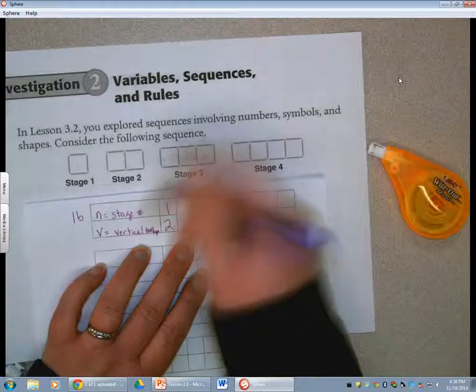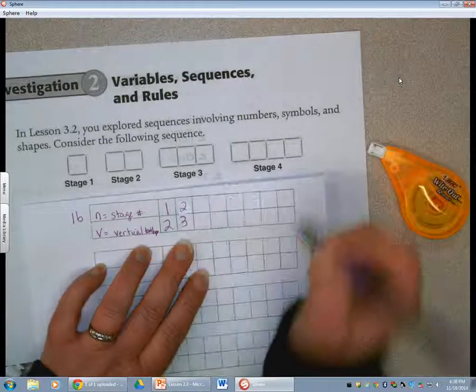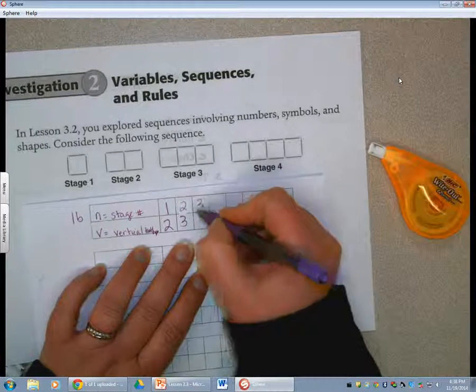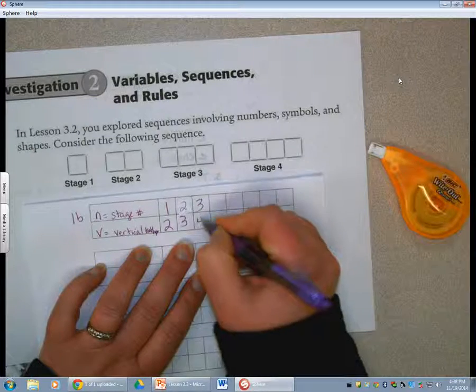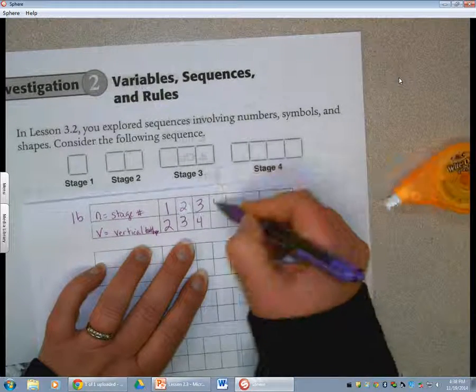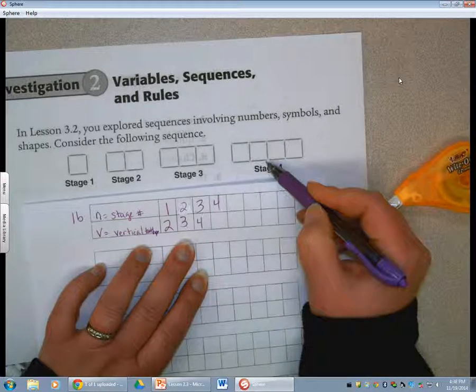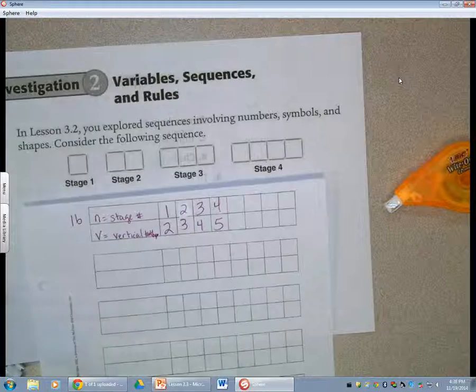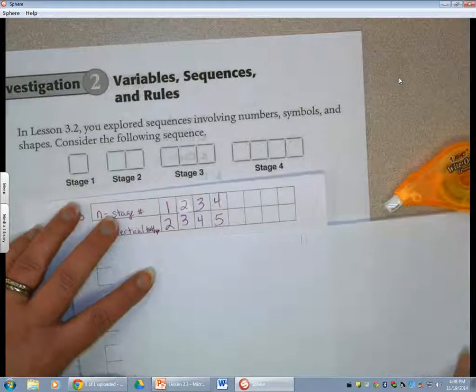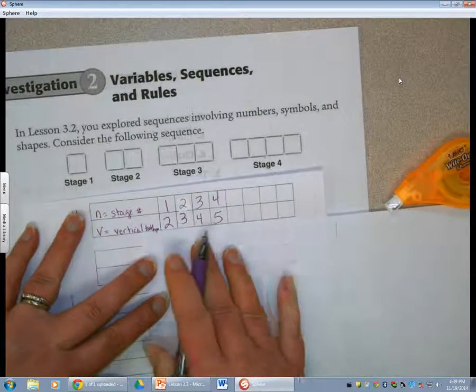In stage 2, there's only 3 vertical toothpicks. And in stage 3, there's 1, 2, 3, 4. In stage 4, there's 1, 2, 3, 4, 5. So it looks like this rule is not going to be too tricky to figure out either, because I'm thinking it's going to be +1.